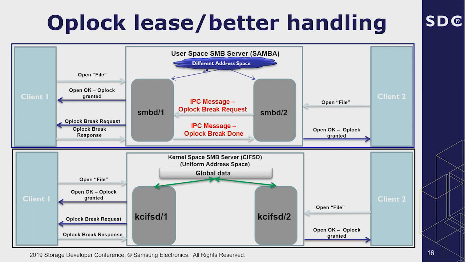Oplock handling of CIFSD is better than Samba. An oplock break is a command sent by the server to make a client invalidate its cache and/or flush write data. Samba needs IPC communication between smbd processes for an oplock break request because they are in different address spaces in the process model. While CIFSD can send an oplock break request by managing oplock and lease with global data without any IPC. We will show the performance difference in the performance chapter.